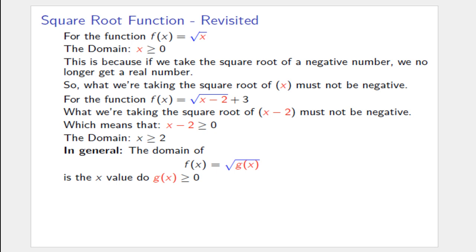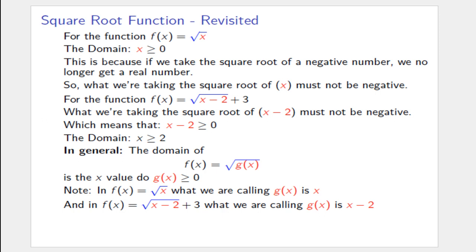Because this notation is a little bit messy, it's worth pointing out that in f of x equals the square root of x, what we're calling g of x is just x. And in f of x equals the square root of x minus 2 plus 3, what we're calling g of x is x minus 2. In other words, g of x is what's underneath the square root.